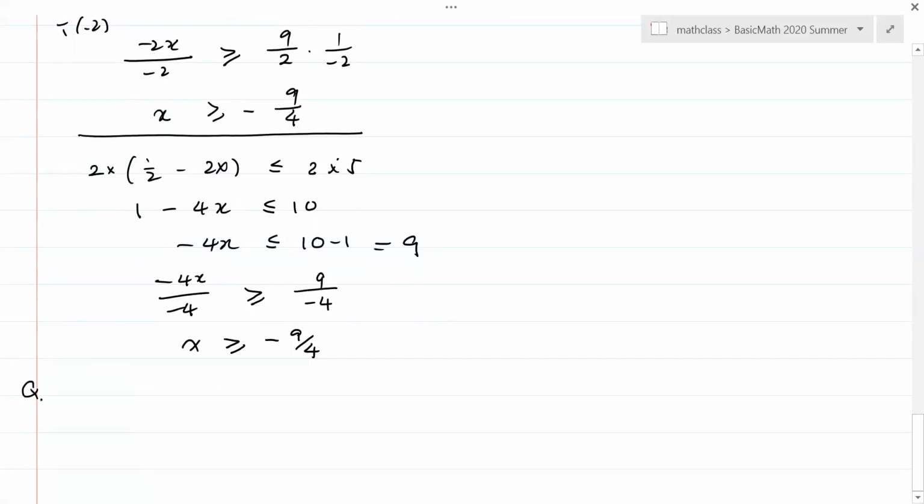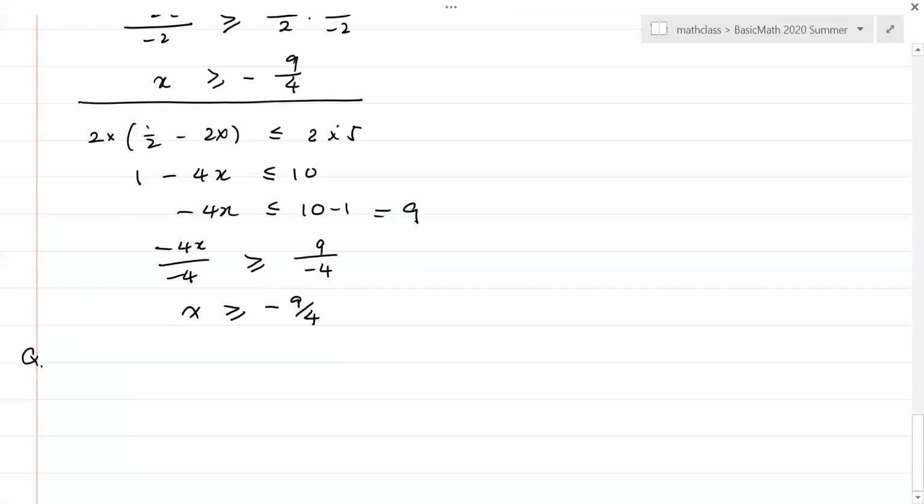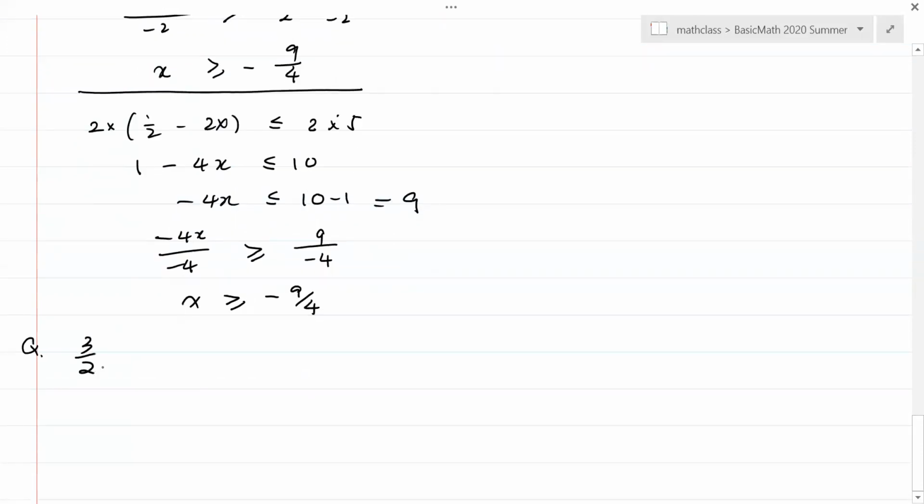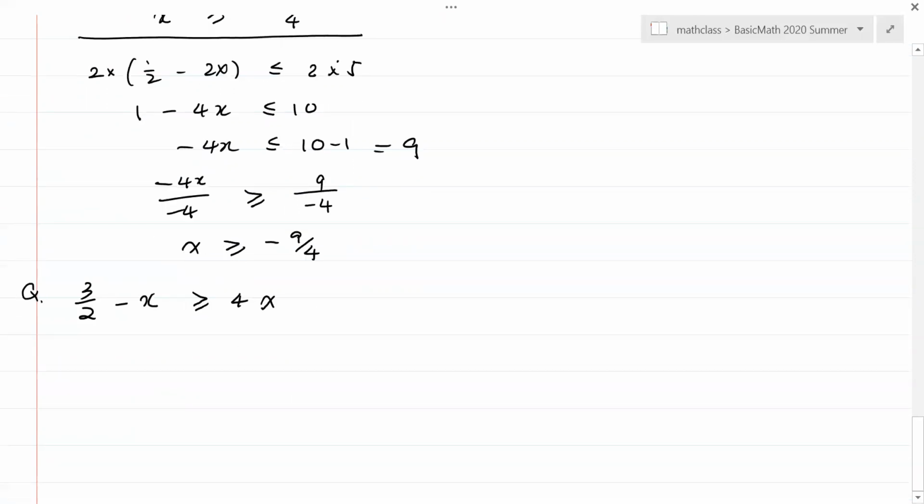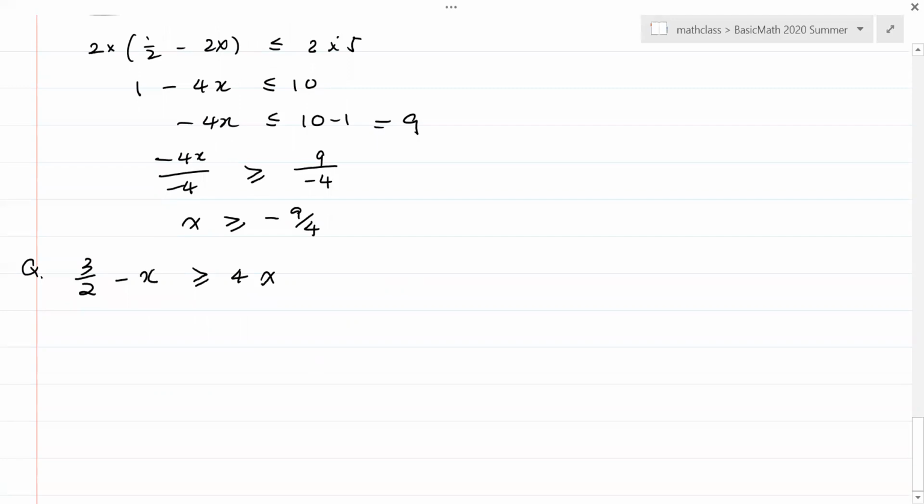All right, let's do another problem to see if we're able to get it. Okay, 3 over 2 minus x greater than or equal to 4x. Wow. So there's another x, they're both on x, right? It's slightly more complicated than above. Now, how do you simplify? There are a couple of ways to do it.